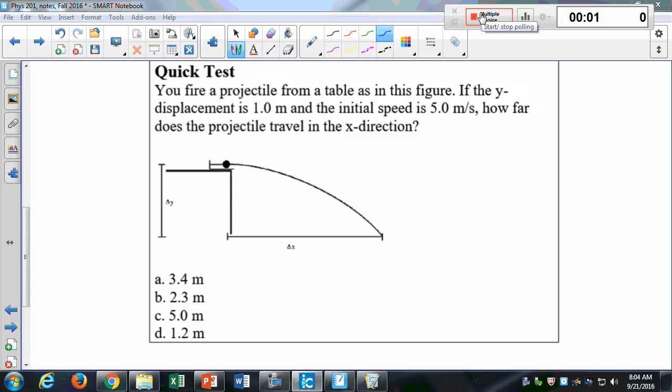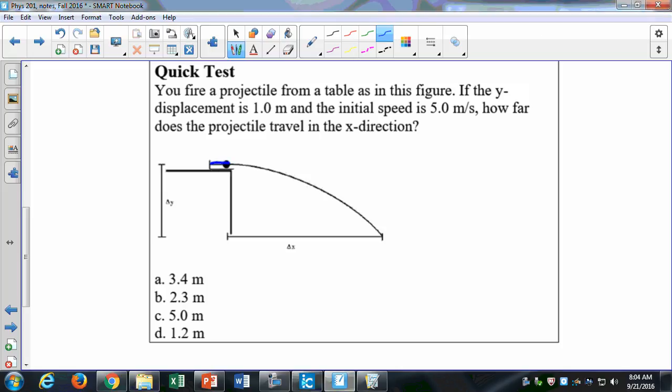You fire a projectile from a table in the X direction, as this figure shows. It shoots out in that direction at 5 meters per second. The Y displacement is 1 meter. How far does it travel in the X direction? We'll have a more complicated problem like this in the supplemental problems to the homework that we'll work in class.